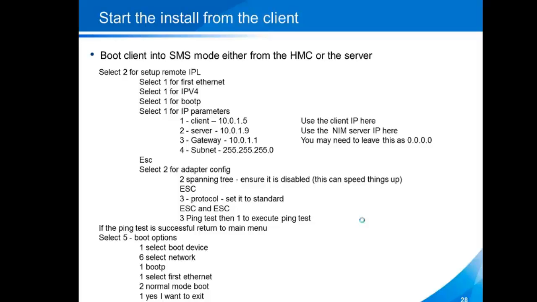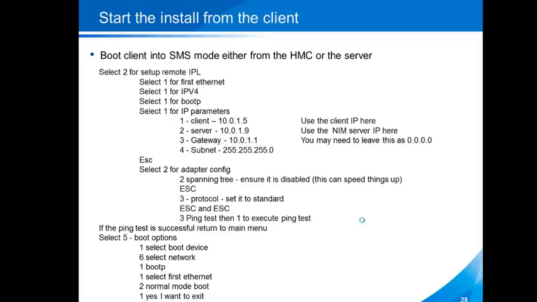I always turn the spanning tree off. There's a number of reasons for doing it, but one of the main reasons is you will actually make your NIM implementation much, much faster, and it is significant. Then you're going to select your protocol, which tends to default to standard, and at the end I'm going to do a ping test. The ping test, if it fails, you definitely have a problem.